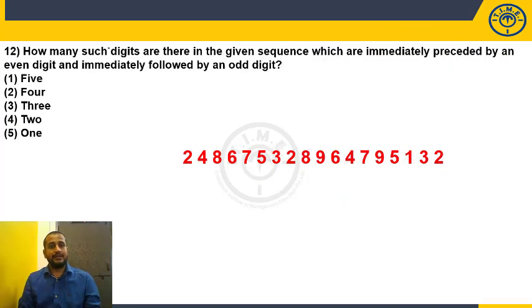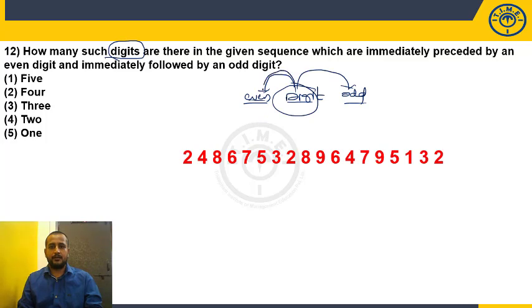How many such digits? So we should be focusing on each and every digit. How many such digits are there in the sequence which are immediately preceded by an even digit and immediately followed by an odd digit? So even digit, odd is required. So we have to find out the digits which are immediately preceded by even and immediately followed by an odd. Right?